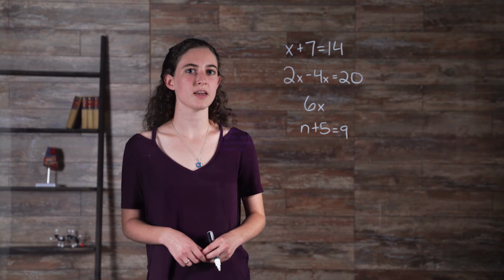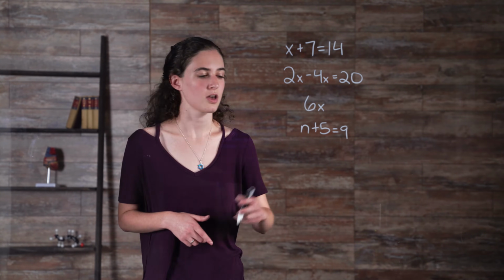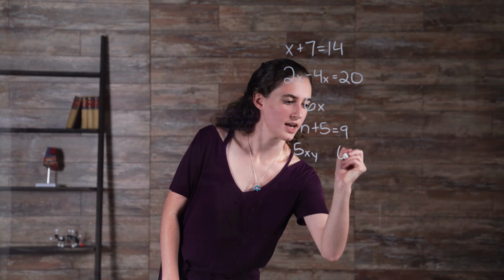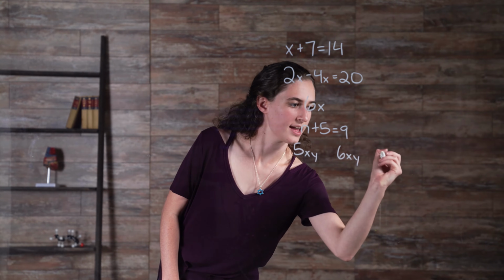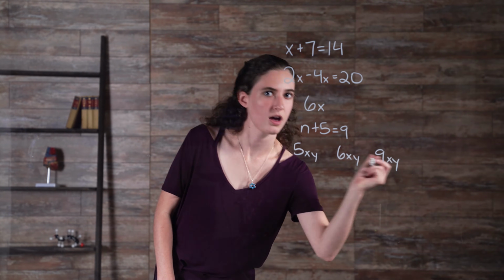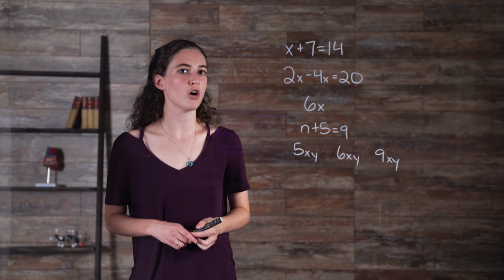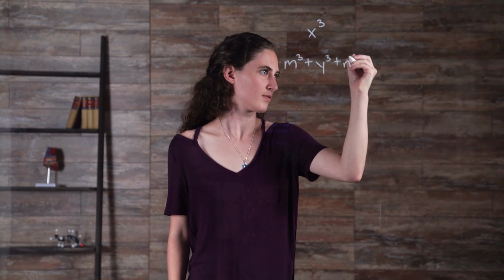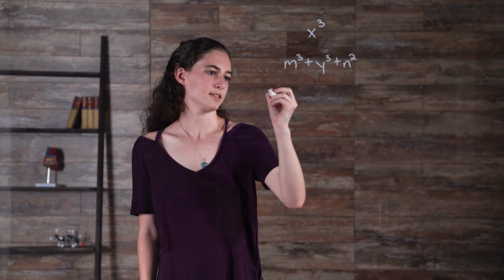Like terms have the same variables and exponents. So 5xy, 6xy, and 9xy are like terms because they all contain xy. Exponents are the simplified method of multiplication. The 3 in x cubed is an exponent. It's much easier to write and read this than to write and read this.